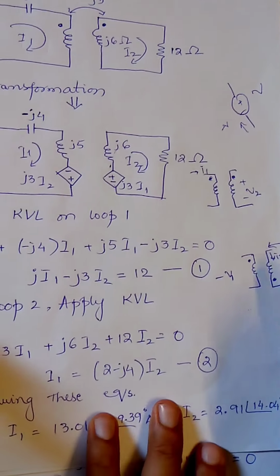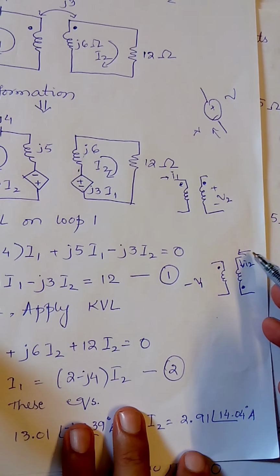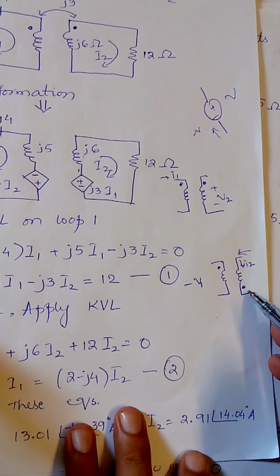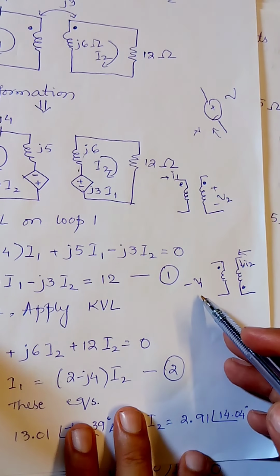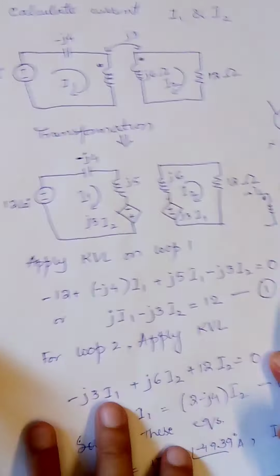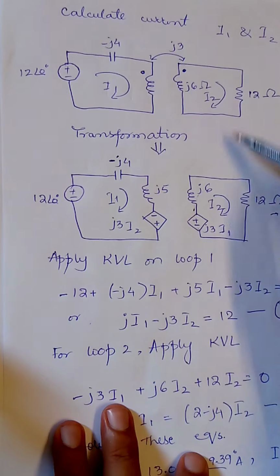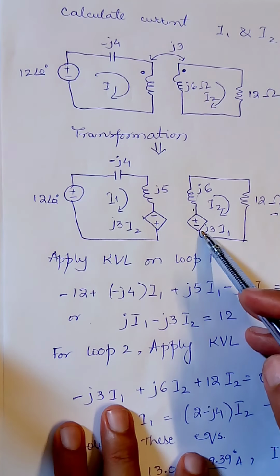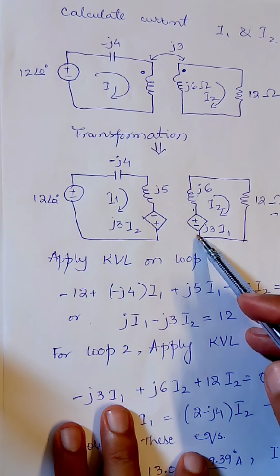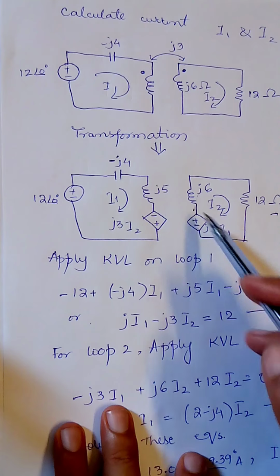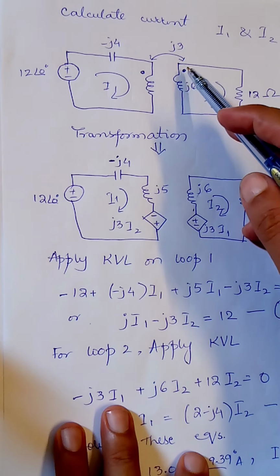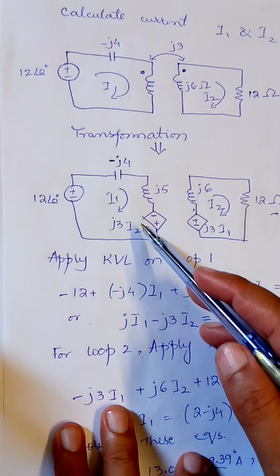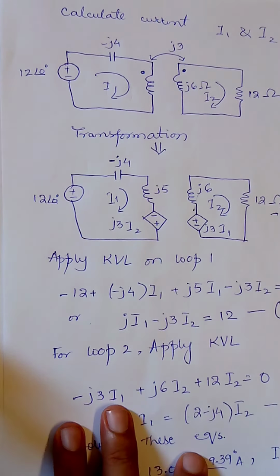Here we can see if the current I2 is entering from the non-dotted terminal and leaving the dotted terminal, the voltage on the left hand side would be negative, just like this. So here we have considered the same thing. Since current I1 was entering from the dotted terminal, we have represented this voltage source as positive negative, so overall the voltage would be positive. And here this current I2 is leaving the dotted terminal, so this voltage is represented by negative positive, so overall this voltage would be negative.